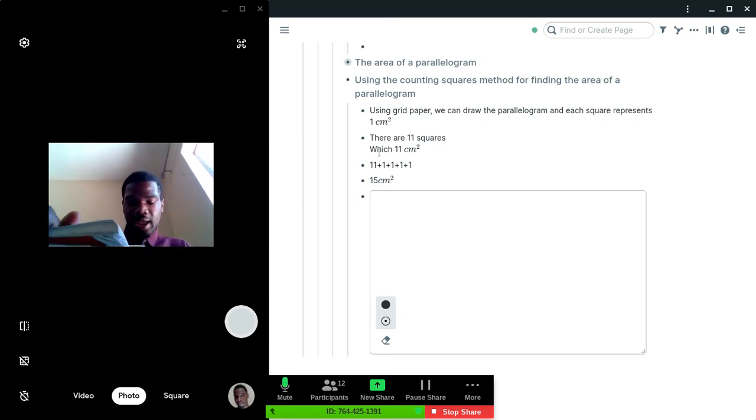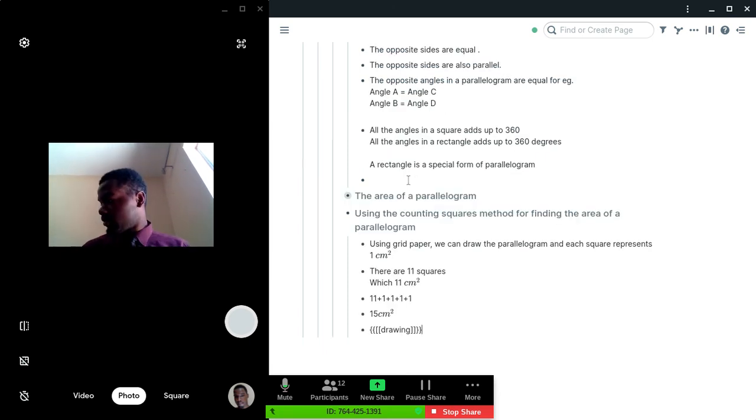So let's take another diagram quickly. You're going to look at it. We're on the steps to doing the counting squares method. Alright. Can you see the diagram? Just sent it in the group. Can everybody see it? Yes, sir.